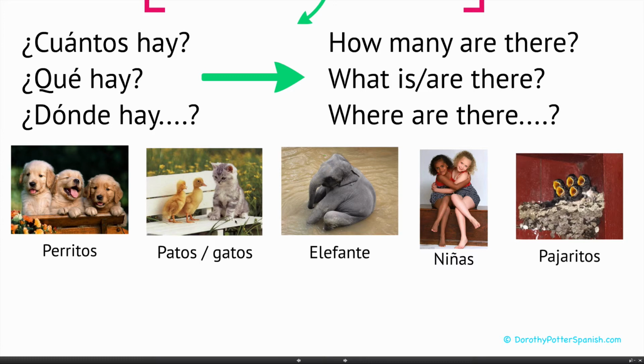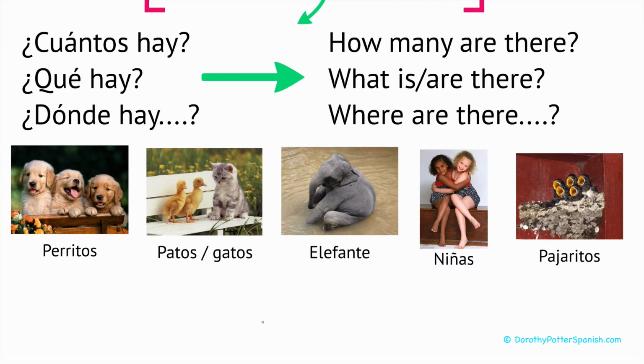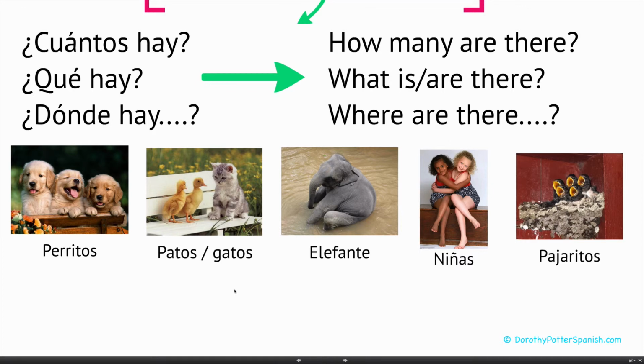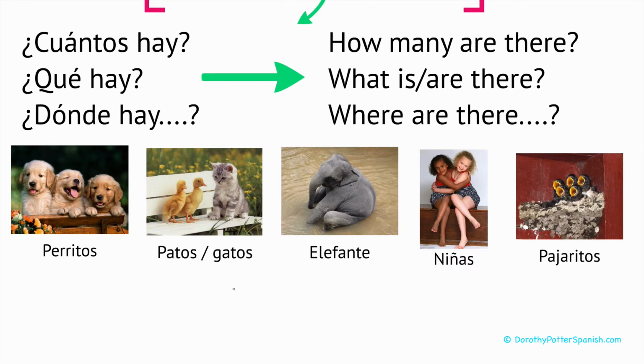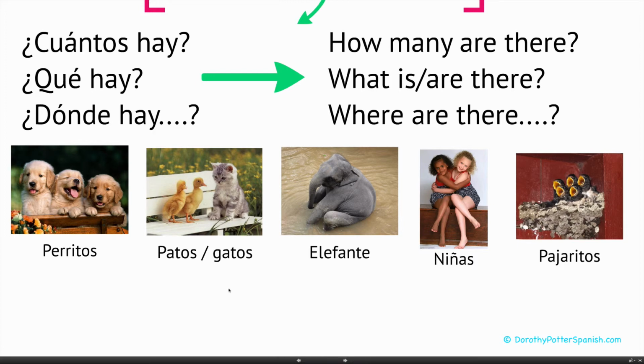Hay patos y gatos en el, and remember in class I'm saying put in English if you don't know the word. You might say, hay patos, hay gatos en the bench. Now let's put in the Spanish word, el banco. El banco. Hay patos y gatos en el banco. Muy bien.